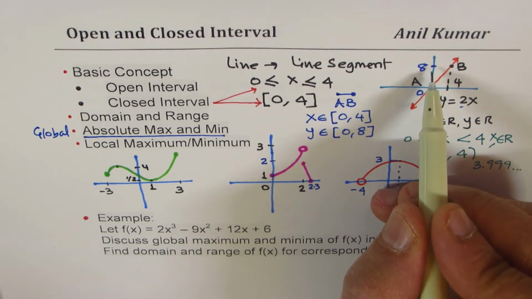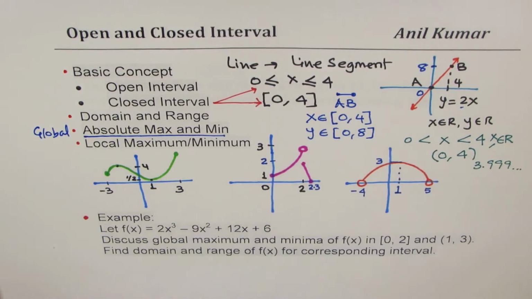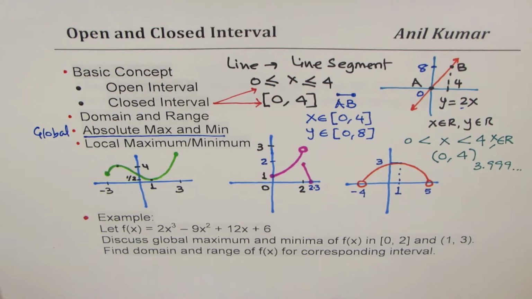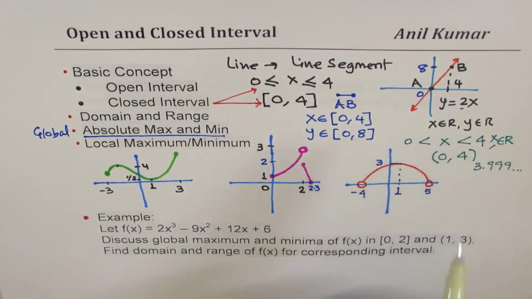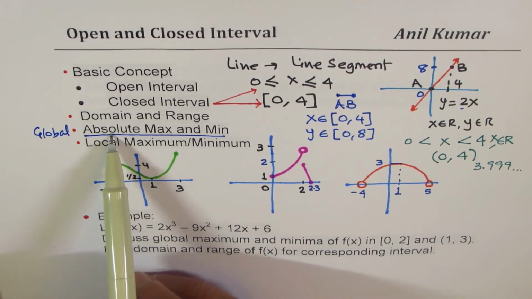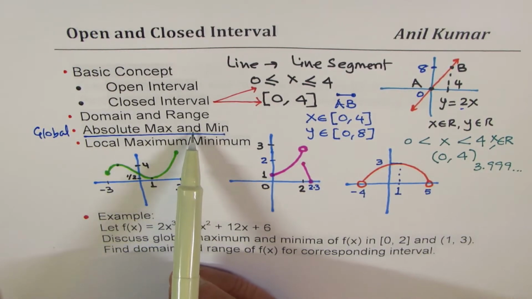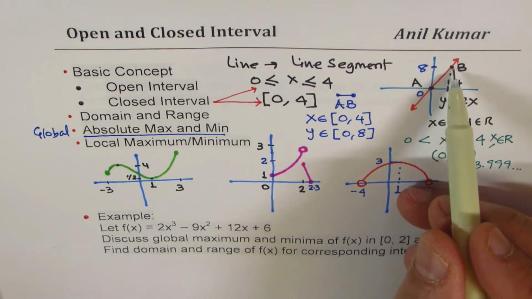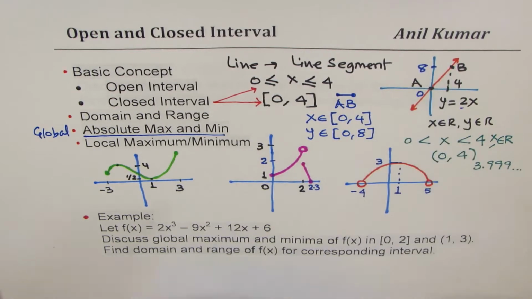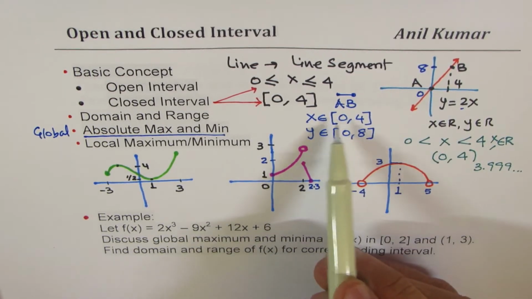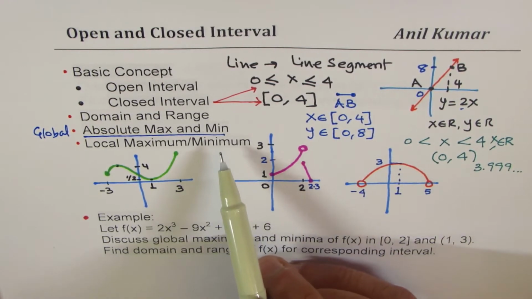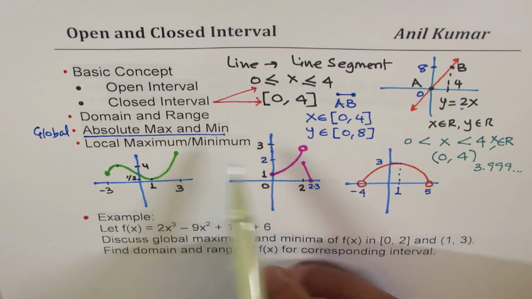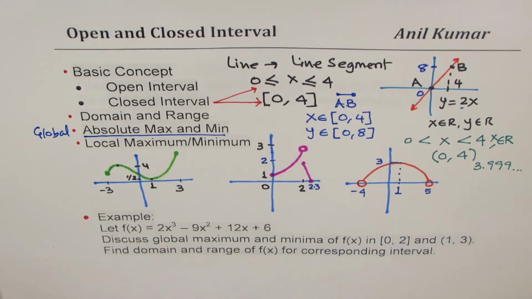And therefore, we are not sure what is going to be our maximum. It may not be 8. We know it is not 8. But is it 7.9, 7.99 or what? So in open interval, we will not have global maximum or minimum, since we are not sure what those points are. But in a closed interval, we will always have global absolute maximum and minimum, right? So at times we refer to this also as an extreme value theorem, right?